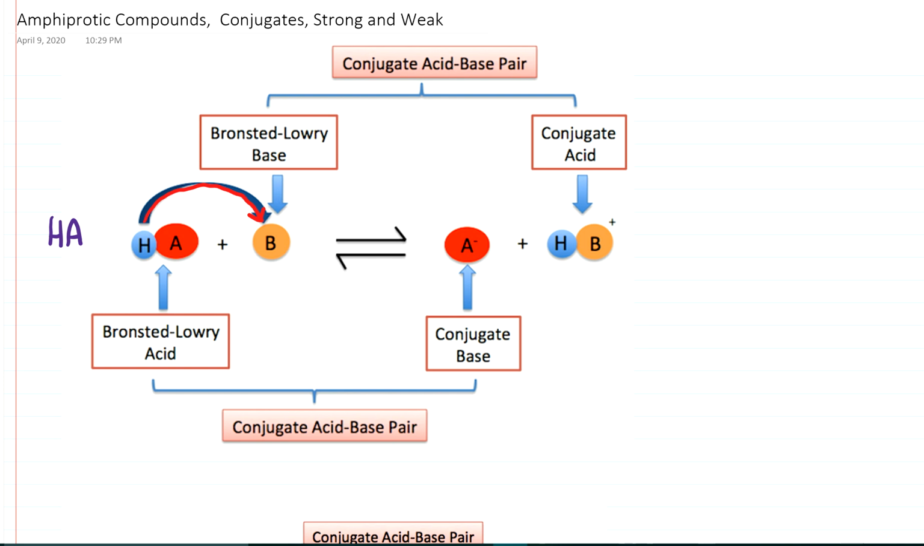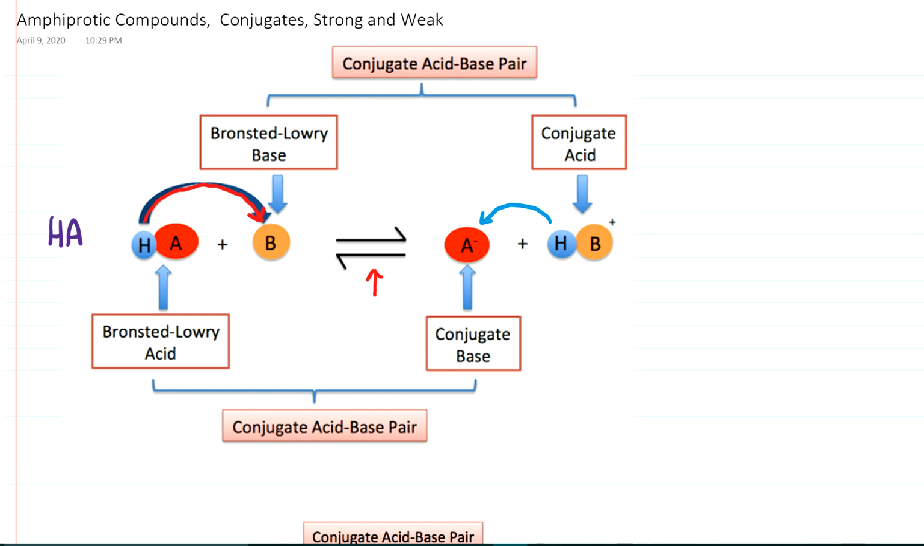Now the system is in equilibrium, these equilibrium arrows here. And that sort of implies that the reaction could go backwards. And we see that A minus is reacting with HB plus, and the A minus takes the H. So the A minus would take the H and go back into HA. And you have this sort of back and forth movement.